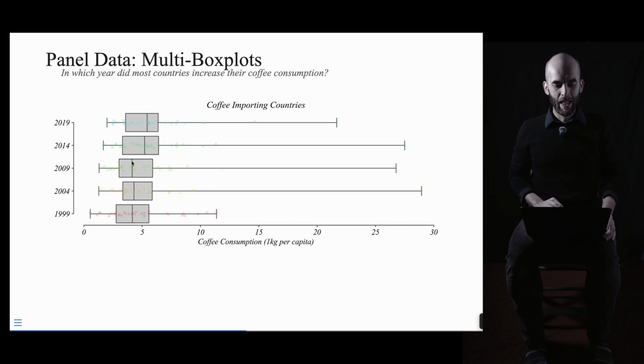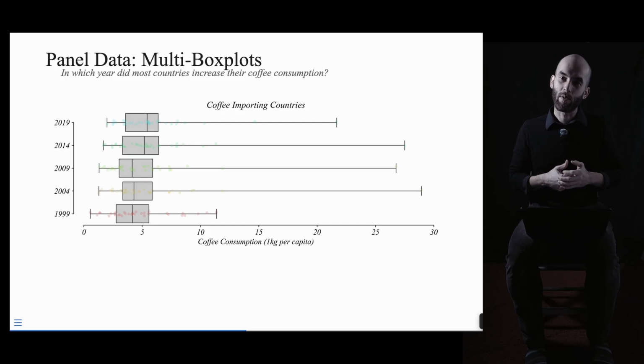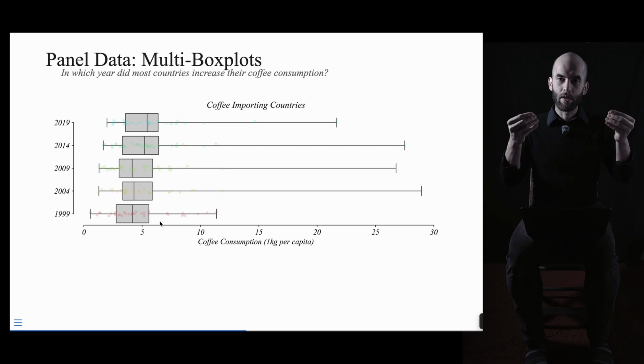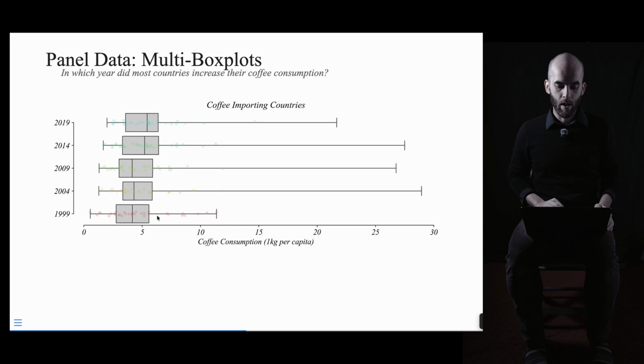My question to you is, first off, can we answer this question with this figure? And then how might we go about answering this question? In which year did most countries increase their coffee consumption? So we know for sure that in many years we're seeing an increase in all of the quartiles. But fundamentally, we can't see whether this country has increased or decreased their coffee consumption per capita.